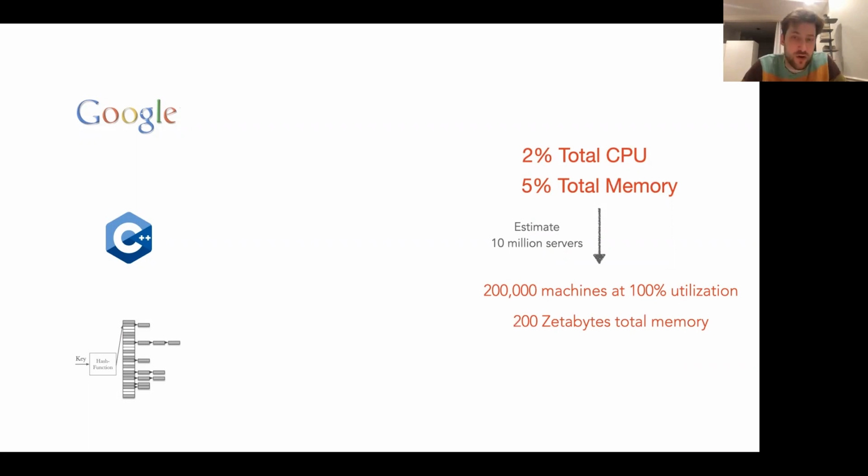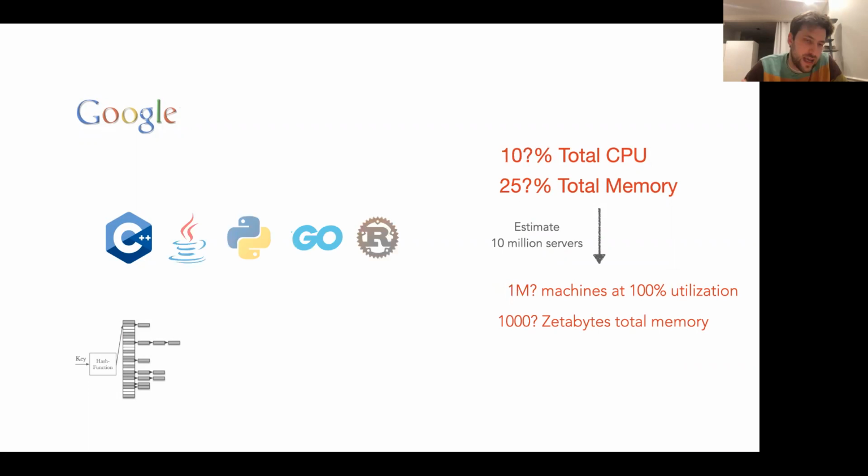Well, these are no longer exact numbers if we take into account the fact that Google uses hash tables in languages like Java and Python, Go, Rust, and many others. Maybe we can do something stupid and multiply by 5. And this gives us a rough estimate of something like 10% of the overall CPU usage of Google and 25% of the total memory usage in Google, just in the hash tables. And so our idea is going to be to try and make this more efficient through making better hash functions.